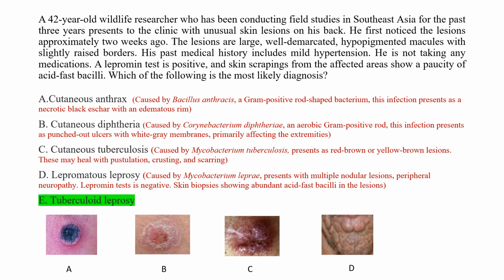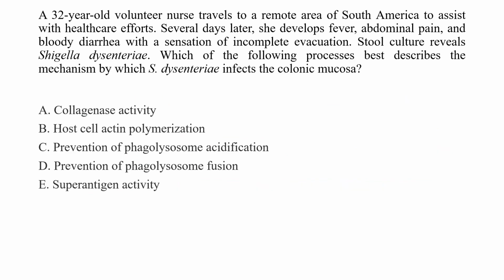And option D, lepromatous leprosy, is a severe form of leprosy occurring in patients with a defective cell-mediated immune response. These patients have multiple nodular skin lesions, severe peripheral neuropathy, and diffuse infiltration of the skin. The key diagnostic markers are a negative lepromin test due to the poor T cell response and abundant acid-fast bacilli in skin biopsies due to the uncontrolled bacterial proliferation. Our patient, however, has a positive lepromin test indicating a functional cell-mediated immune response and scanty acid-fast bacilli, which is inconsistent with lepromatous leprosy.